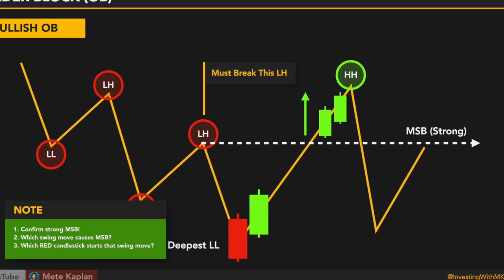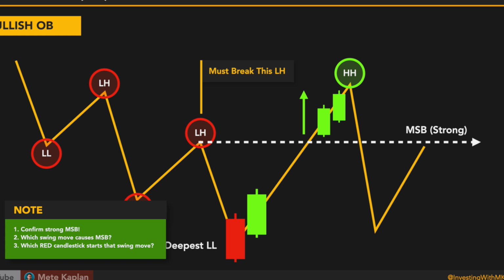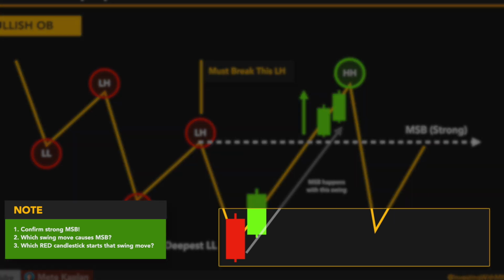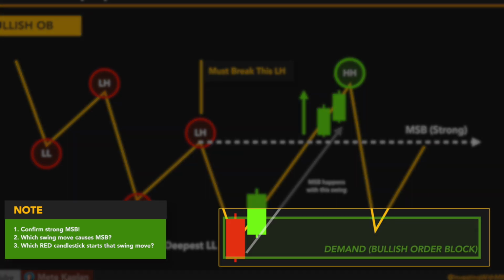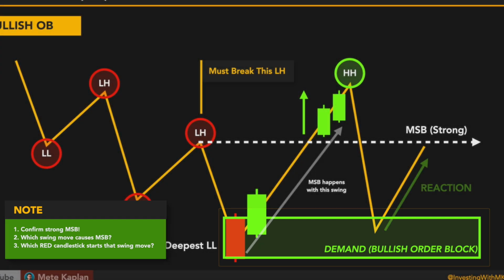Now comes the order block. So, which swing causes the market structure to break? As you can see, this swing. What should you look for? The last swing that causes the market structure break. So the last red candlestick that starts the swing, which causes MSP, is our order block candlestick. If you are confused, don't worry.